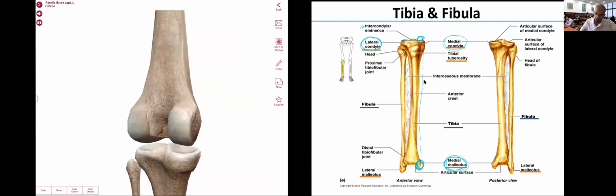And both medial and lateral condyles are going to be articulating, as you see on here, with the medial and lateral condyles of the femur to share in the formation of my knee joint. So you have medial and lateral condyles of the femur articulating with the medial and lateral condyles of the tibia.